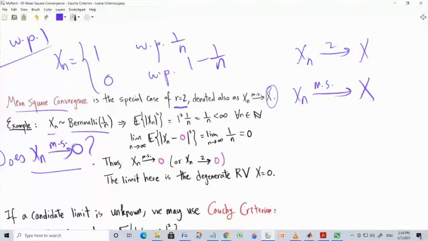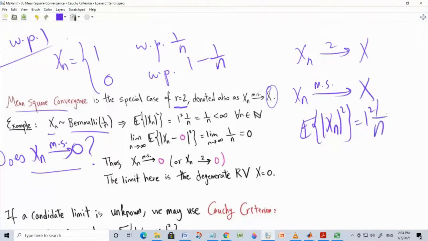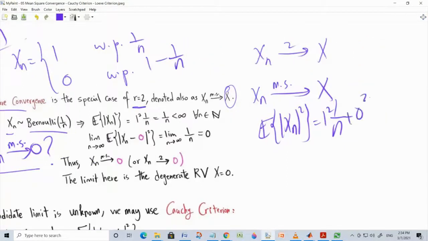Let's check. Remember, for convergence in the rth mean, you need to check two things. First, is this expectation finite for every n? It's easy. The second moment of this random variable is 1 squared multiplied by 1 over n plus 0 squared multiplied by 1 minus 1 over n. That's 1 over n, which is always finite. But the challenge now is, does this expectation go to 0 as n goes to infinity? This expectation is 1 over n, and yes, it goes to 0 as n goes to infinity. So yes, we have convergence to 0.